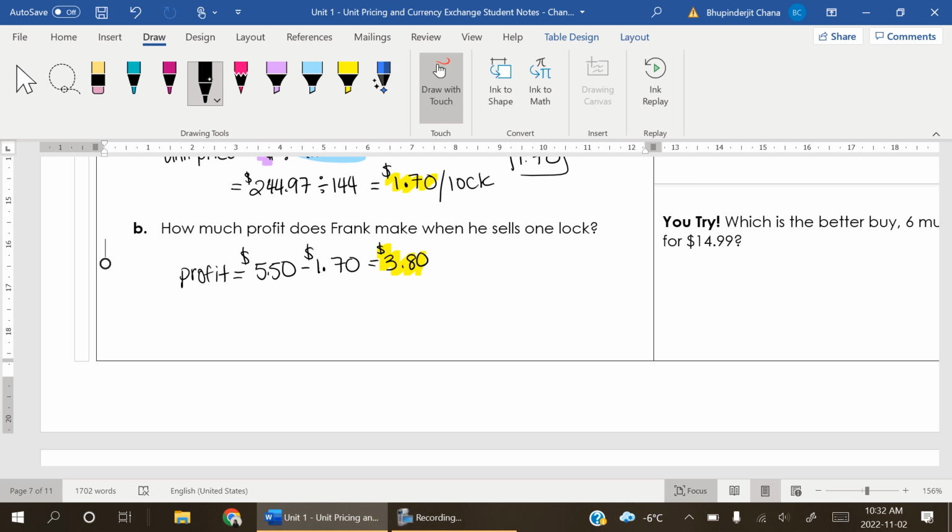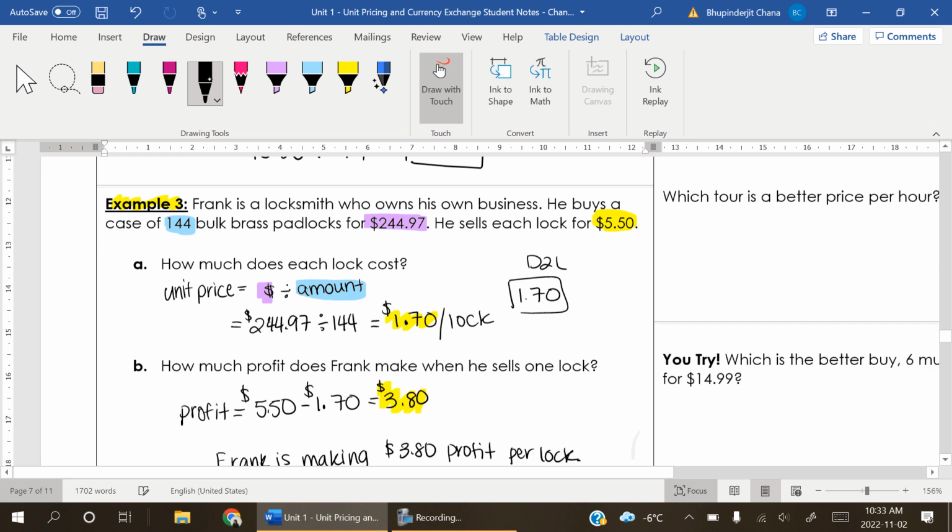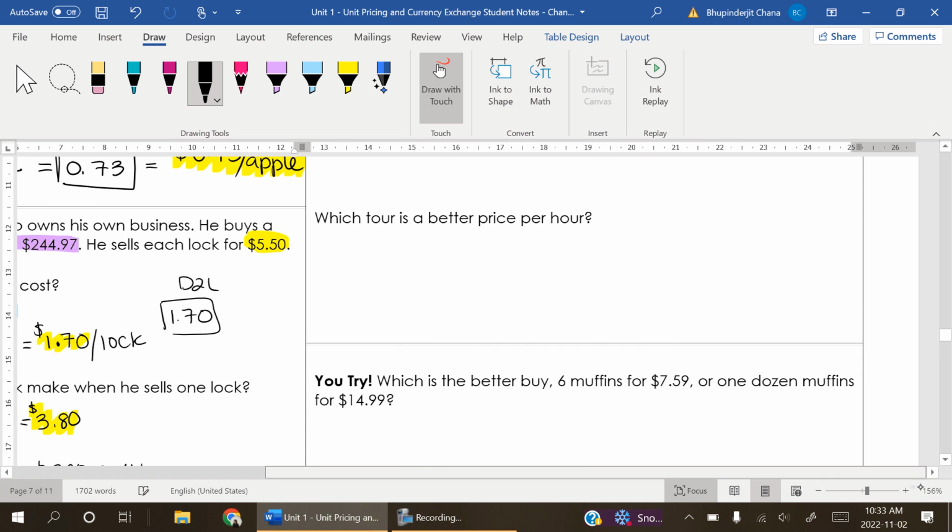So Frank is making $3.80 profit per lock. Cool. Let's keep going.